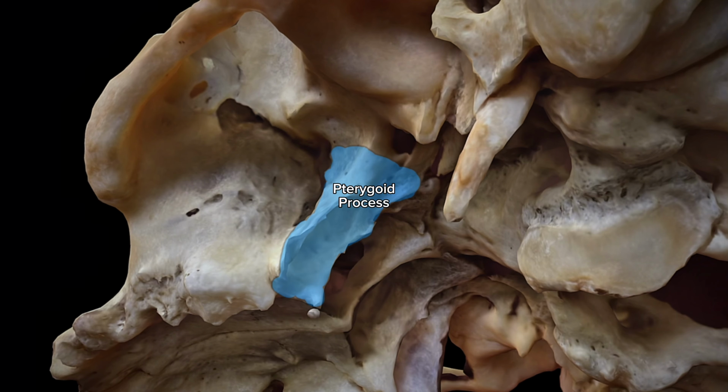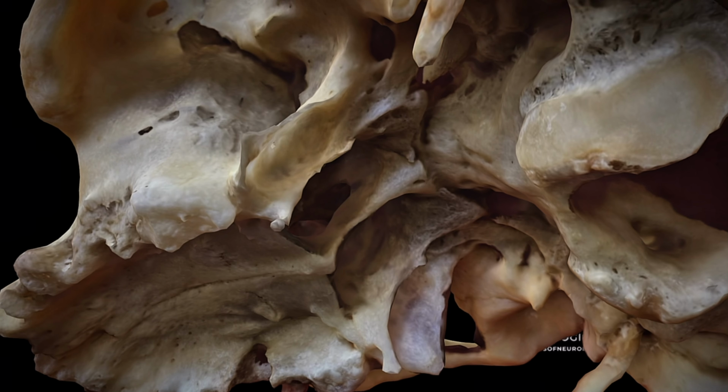The pterygoid processes, each consisting of a medial and a lateral pterygoid plate. The medial plates are thin and vertically oriented, positioned close to the midline, while the lateral plates are broader and extend more laterally. The interval between these plates forms a vertical recess known as the pterygoid fossa, although its depth is not fully visible from this angle.